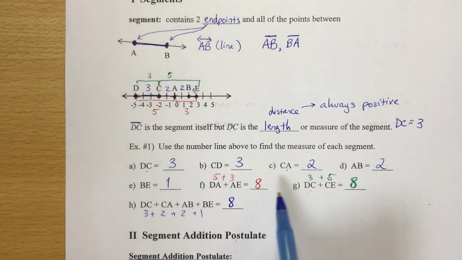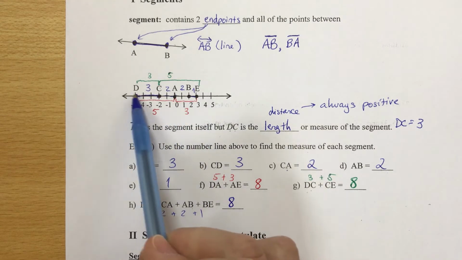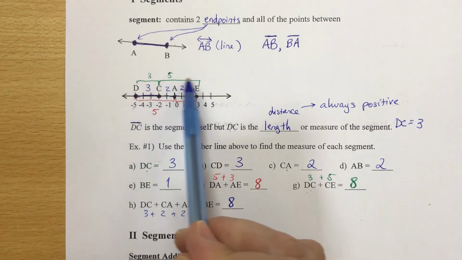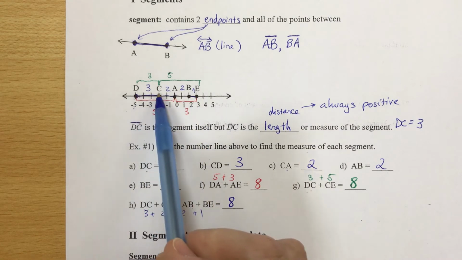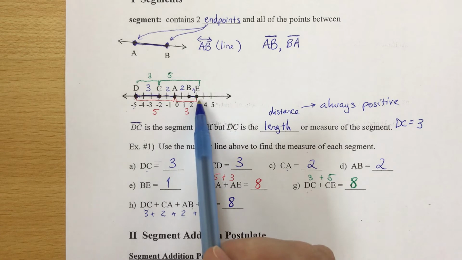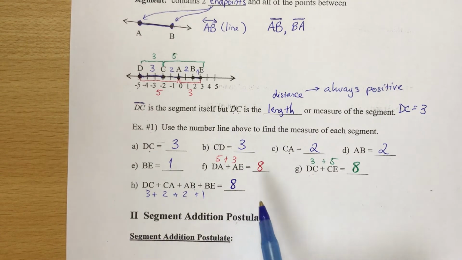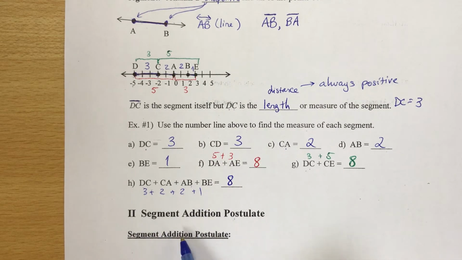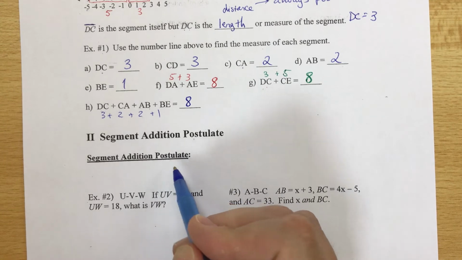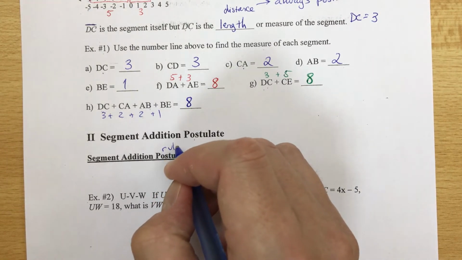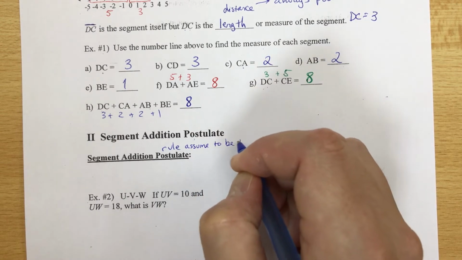If I add the parts, if I add the smaller segments, what I get is the whole thing. If I add 3 and 5, I get the whole thing, 8. If I add 5 and 3, if I add 3, 2, 2 and 1, I get the whole thing, which is always, in this case, going to be 8. And this gives us something called the segment addition postulate. A postulate is a rule that we assume to be true.